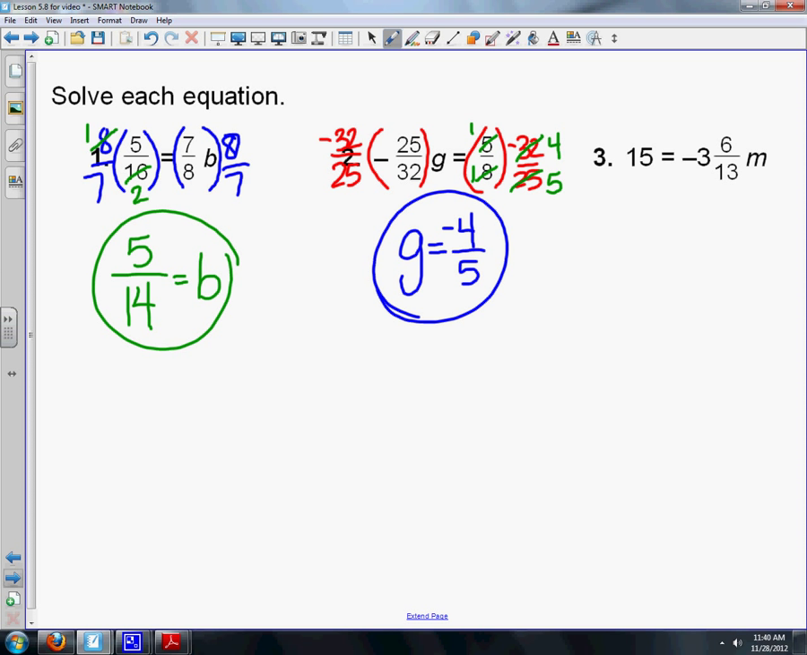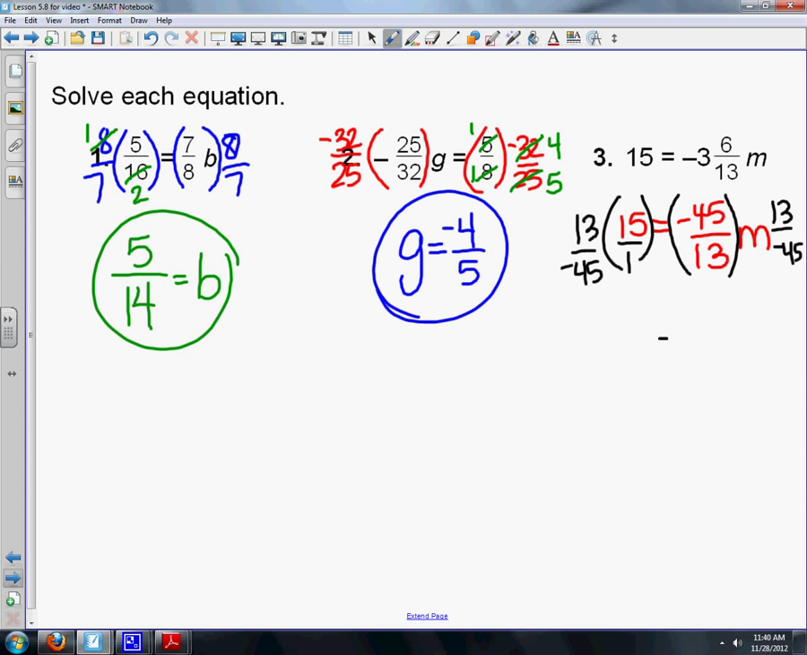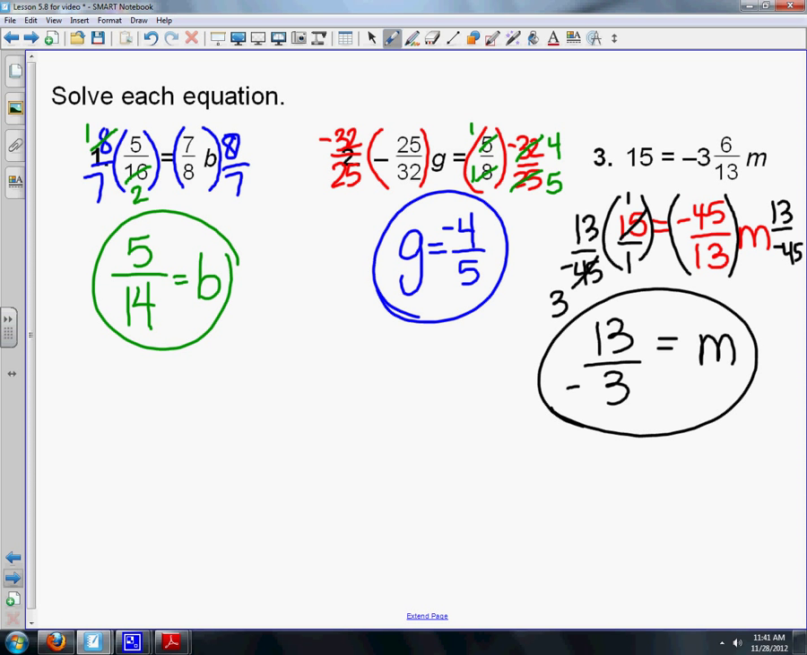Next, I have to change this into an improper fraction. So I have 15 equals 13 times 3 is 39, plus 6 is 45 over 13, and that's negative times m. So I'm going to multiply by the reciprocal, which is 13 over negative 45, and remember this is 15 over 1. So then I see that 45 and 15 become 3 and 1. So then I have 13 over negative 3. So 13 over negative 3 equals m.